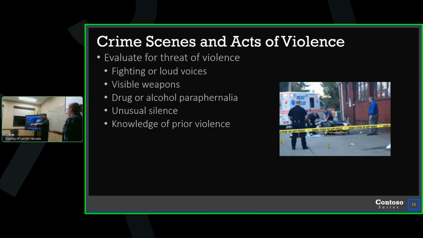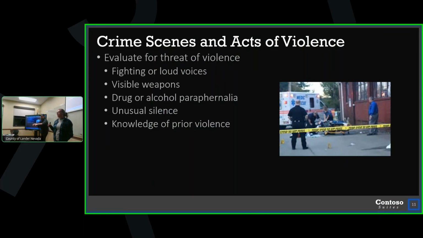Crime scenes. So obviously you're going to walk in there after the scene is secured, hopefully. If you get called out to an abuse situation, around here they're really good at making sure it's safe before we walk in there. It's not like that everywhere. So as you're pulling up, you can hear the loud voices fighting. If you have visible weapons, obviously that needs to be secured.